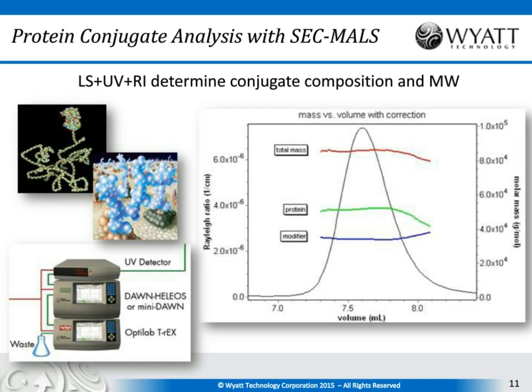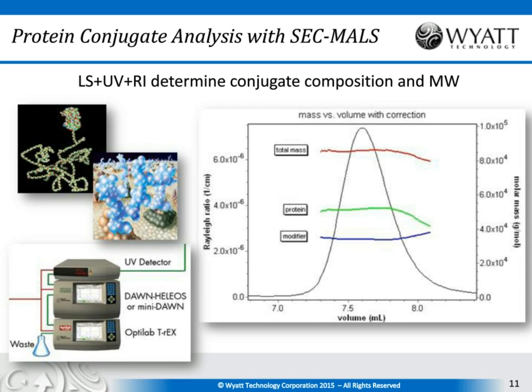And so what we see here in the graph is the red trace, which is the total mass of the conjugate, the green trace, which is the molecular weight of just the protein. So we can determine, for instance, if the protein is monomeric or oligomeric. And then the total molar mass of the modifier, may that be the total amount of glycans or the PEG or some other modified molecule.